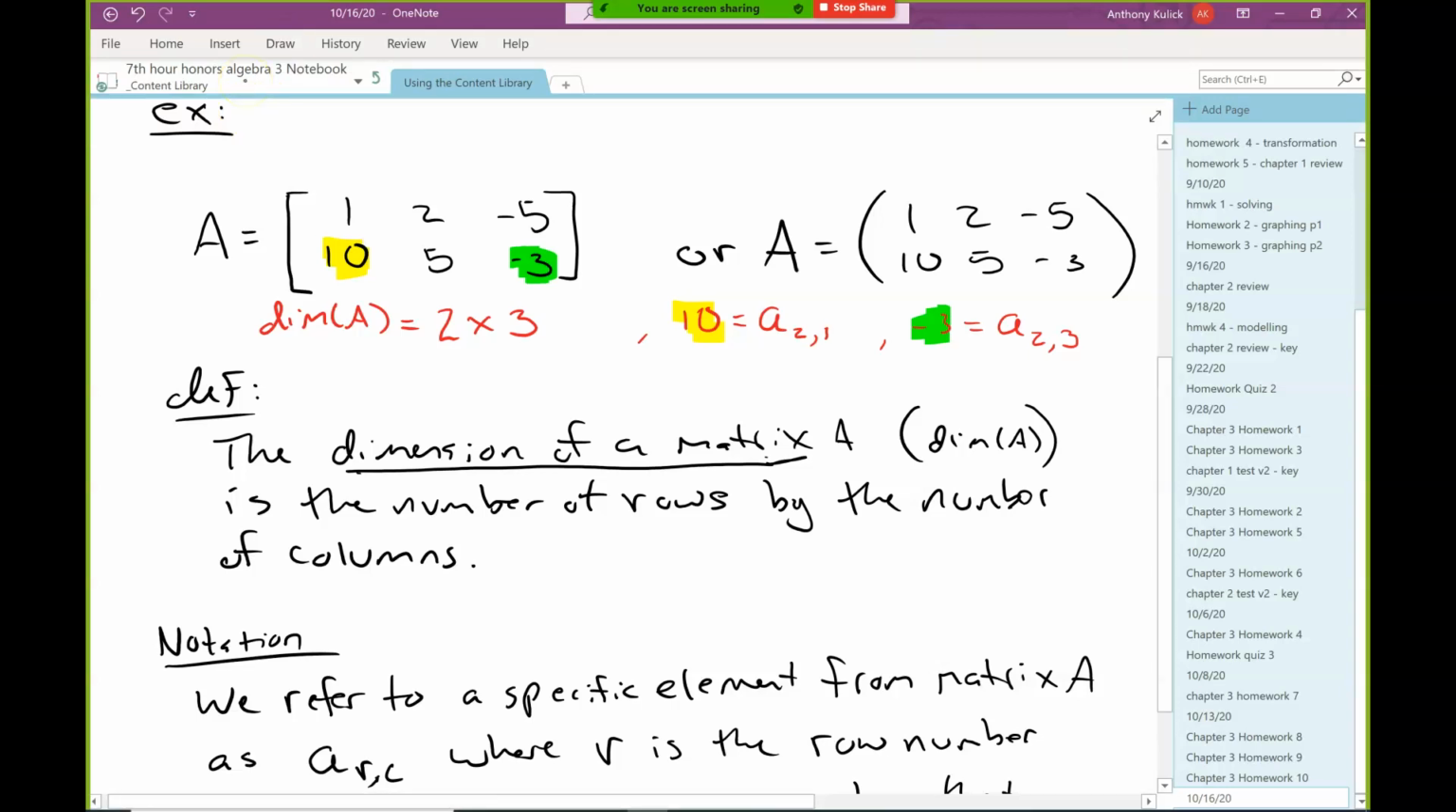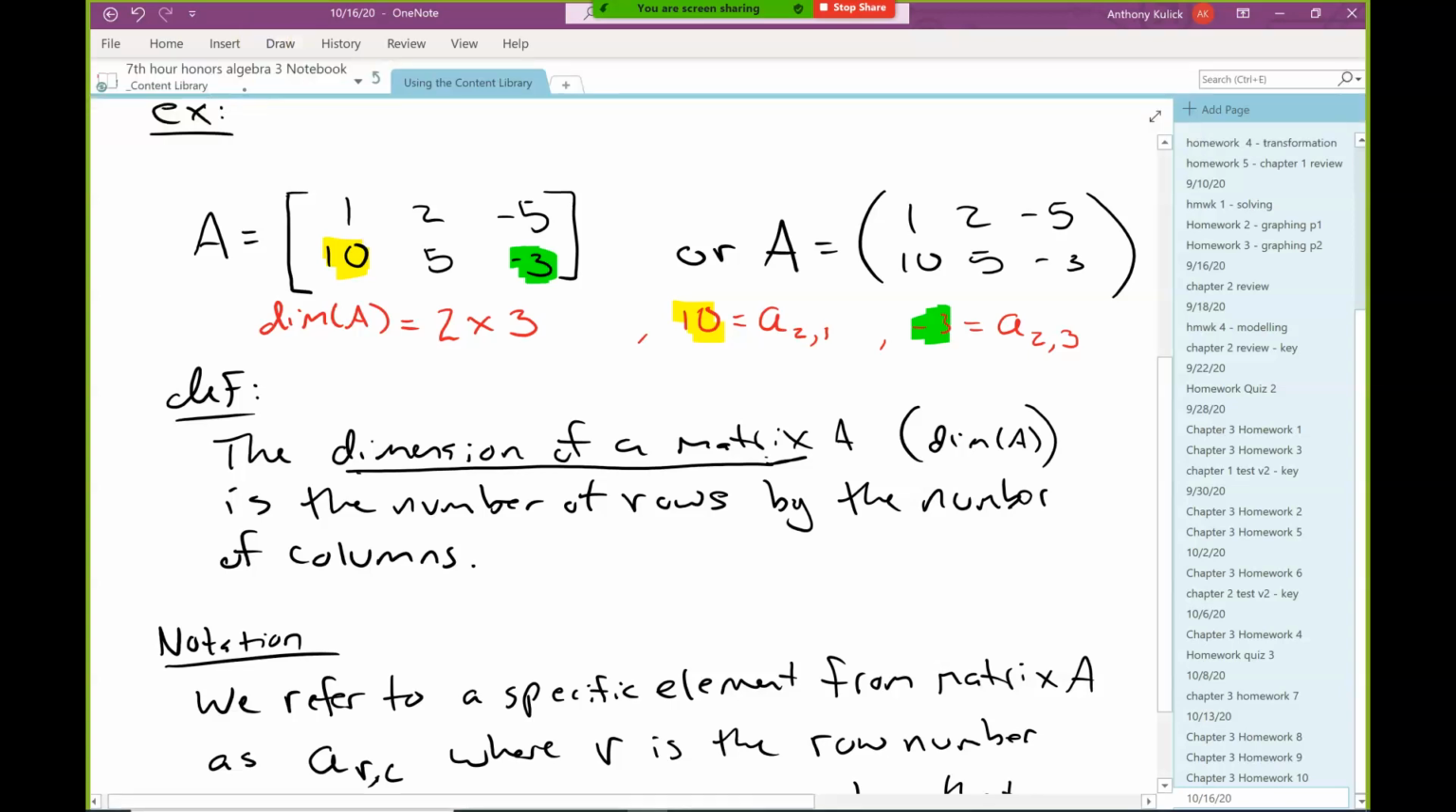We all okay with this naming convention? Hopefully this feels pretty natural. Should remind us a little bit of describing the location of a point, right? We have that horizontal direction and then the vertical direction as an ordered pair. We're kind of doing the same thing here. Is that okay? Okay.